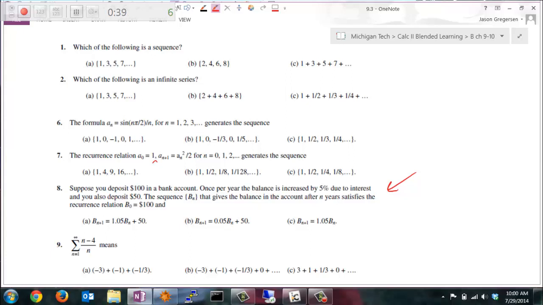So B0 is your first deposit. B1 should be how much money is in there after year 1. B2 would be how much money is there after year 2.